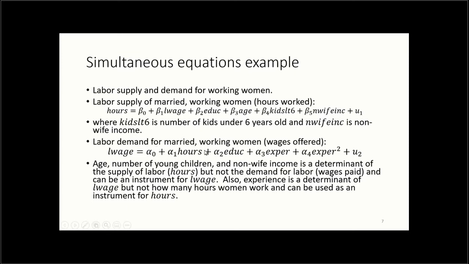Now, the labor demand for married working women will be the wages offered by an employer. Here the wages offered depend on the hours that workers are providing, obviously the education of the person, and experience and experience squared. Notice that if someone has young kids at home, or what their age is, these are not determinants in this equation, because if they were, that would be discrimination in how much wage is provided. So wage is only based on education and experience in this case.